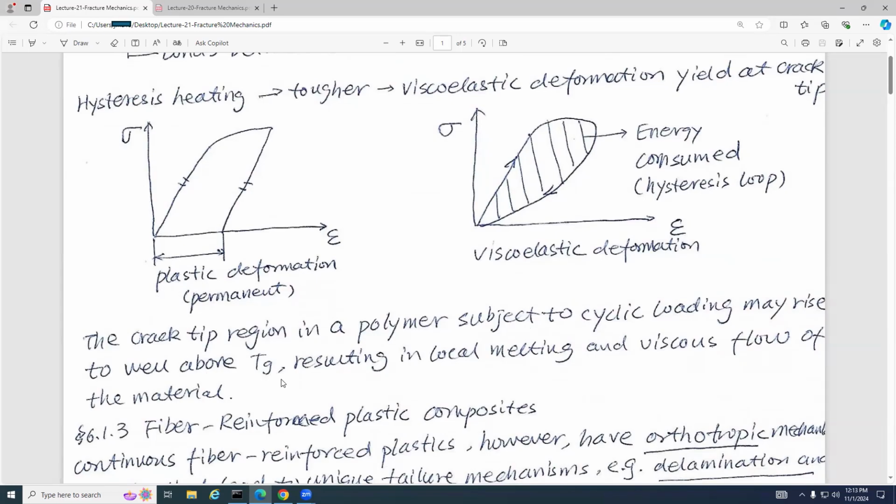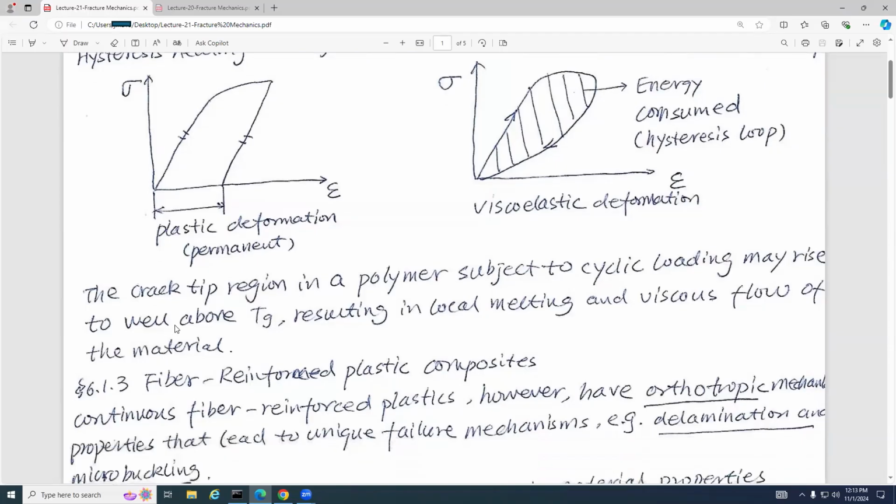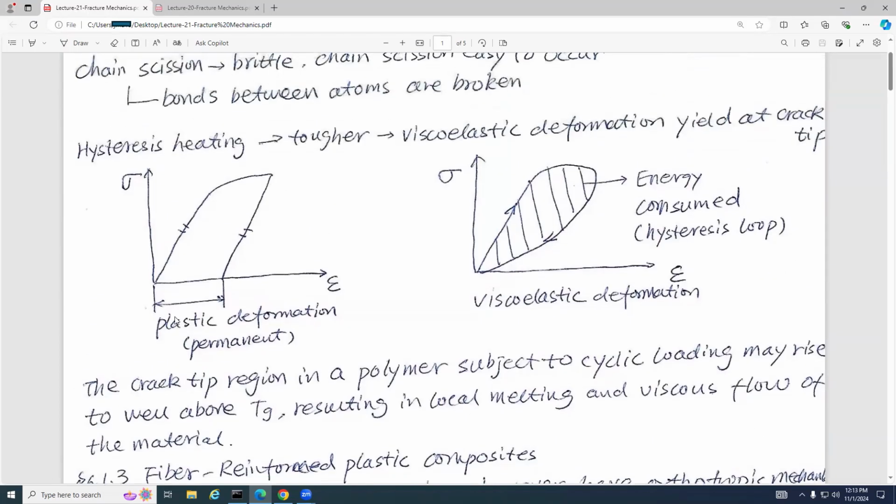Tg means the glass transition temperature. It is the temperature above which the movement of these atoms and molecules is no longer restricted. So this is called the glass transition temperature, resulting in local melting and the viscous flow of the material. So if you apply this fatigue loading, this is about the fatigue.